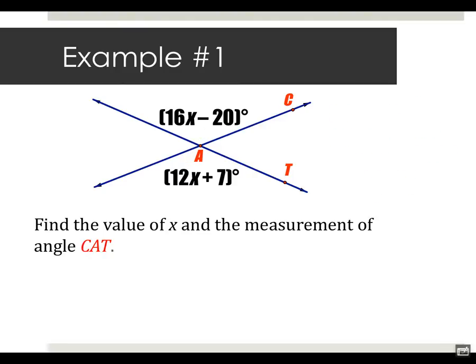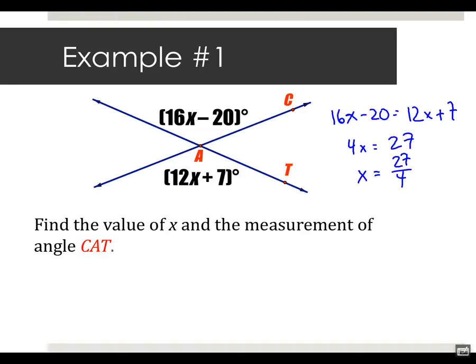Okay, so now we know the vertical angles are equal. How do I answer the question? What do I do with those 2 measurements? You set them equal to each other and solve the equation. Beautiful. 16x minus 20 is 12x plus 7. Doing a little bit of math here. Let's see, 4x is equal to 27. Well, this isn't pretty. 27 fourths.